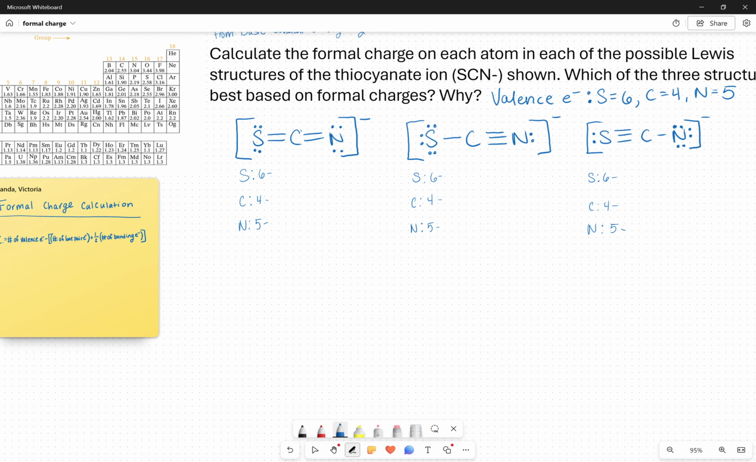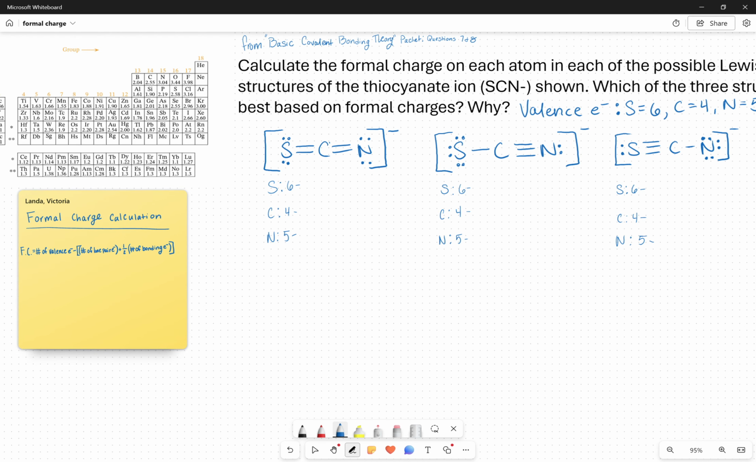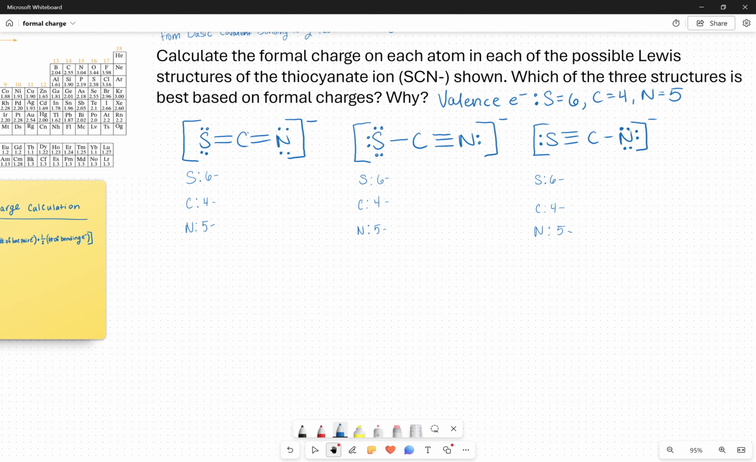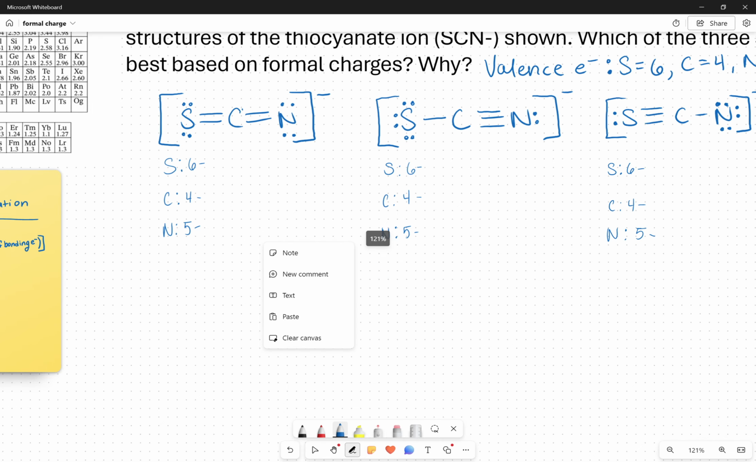So I've gone ahead and shown that sulfur has 6 valence electrons, carbon has 4, and nitrogen has 5. This comes from the periodic table, as you can see. And then with this information, we can go ahead and calculate our formal charges.